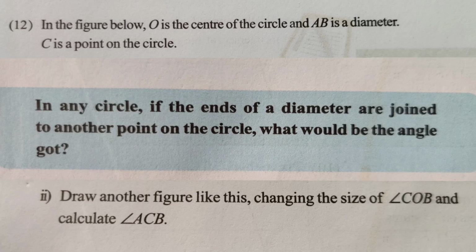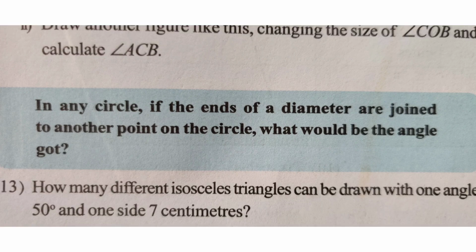You can see a statement here. In any circle, if the ends of a diameter are joined to another point on the circle, what would be the angle got? That angle always we can say it is a 90 degree angle.